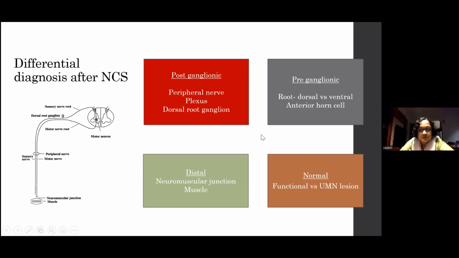Finally, if everything is normal, one other possibility you might be thinking is, could this be functional? There's nothing wrong with the patient. Or could this actually be an upper motor neuron lesion, since what we focus on is the motor unit and the lower motor neuron conditions.